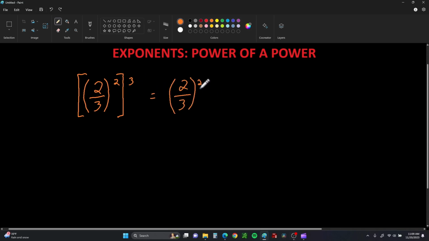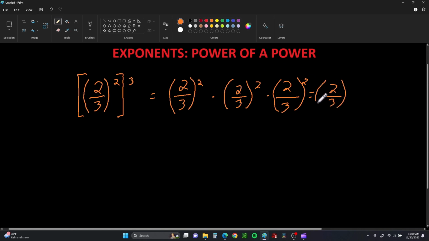So it's the same as 2/3 squared times 2/3 squared times 2/3 squared. If we did it this way, each one that you multiply, you would be adding the exponents and you would get 2/3 to the 6th power. But just looking at this over here, I can just write it as 2/3 to the 2 times 3, or 6th power, and it just gives you an immediate answer.